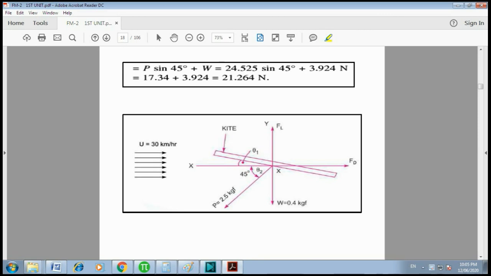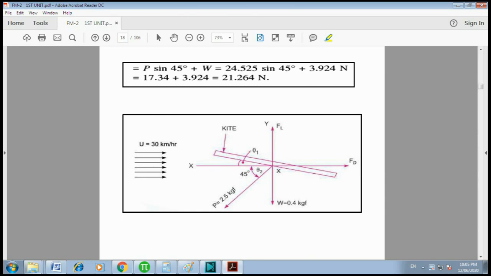This is 45 degrees, this arrow is nothing but the string, and in the string we have some force, that is 2 kgf, making an angle of 45 degrees with the horizontal. Now this is the kite. This is the free body diagram. This vertical component is nothing but FL, lift force, and this horizontal component is nothing but drag force.